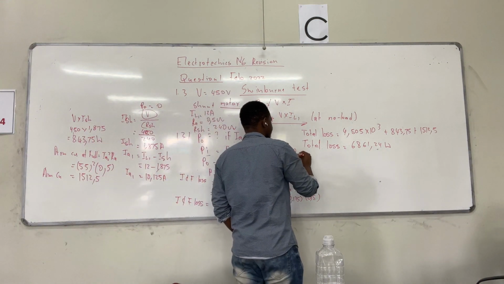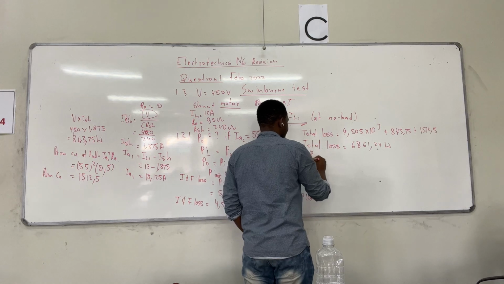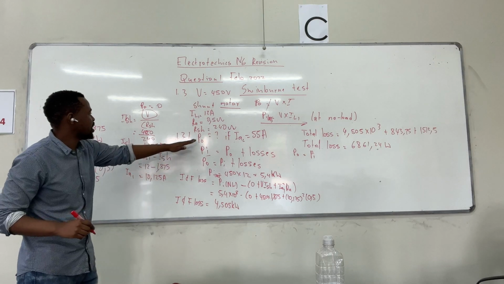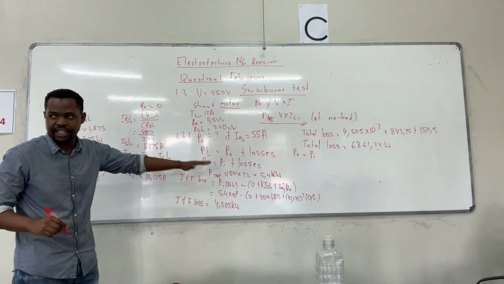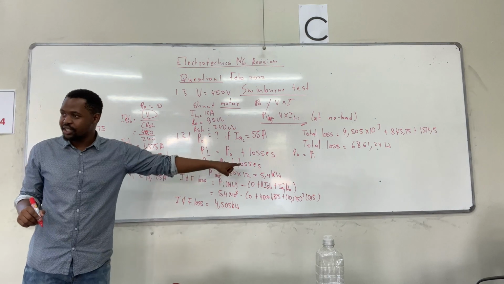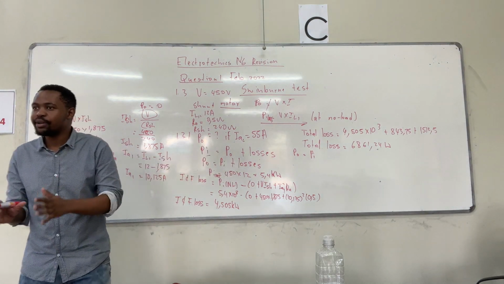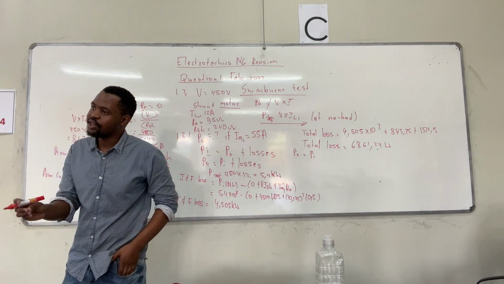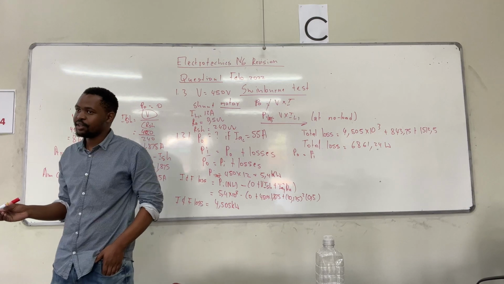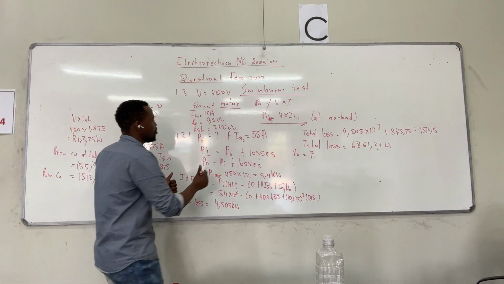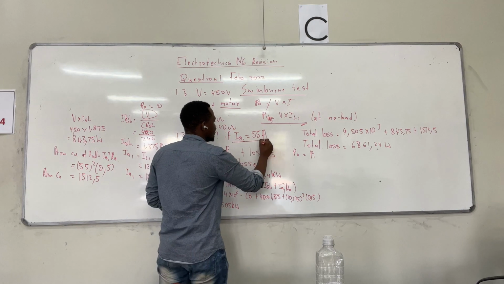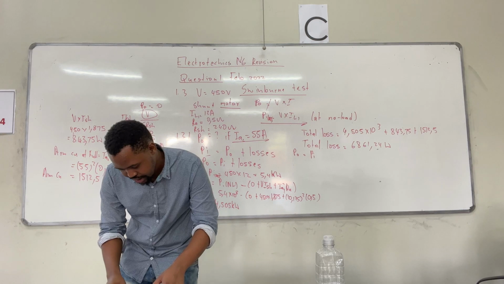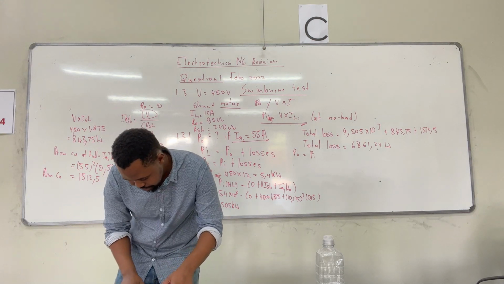Output power is given by power in at load, not power in at no load. Power in at no load was only used to calculate the iron and friction loss. But what about the power calculated at this current? Armature current.